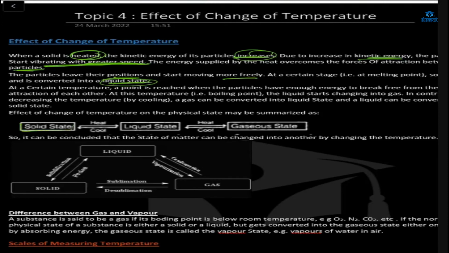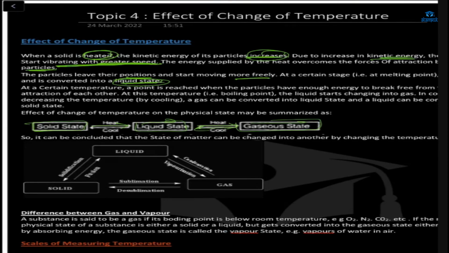See here, solid, liquid, gas. If we heat, it will become a liquid. If we heat a liquid again, it will become a gas. For example, if we heat water, obviously it will become a gas. And if we cool a gas, it will become a liquid. And again, the reverse process: if we cool a liquid, it will become a solid. If we keep water in a freezer, it will become solid ice.